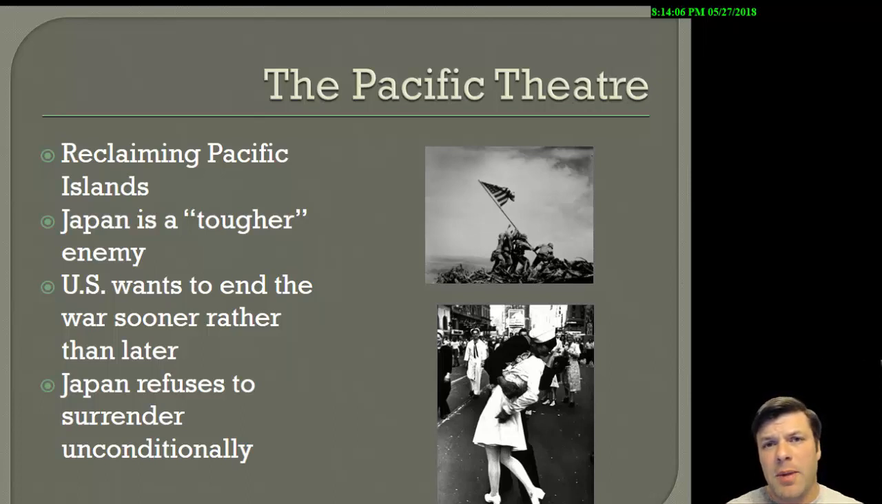Now, as I mentioned a minute ago, we perceived Germany to be the stronger enemy. That's probably pretty fair. Germany's economy was bigger, was more robust, it had access to more natural resources. Japan's the tougher enemy. There's no question about that. Whereas the Germans will surrender when they can see you've got them surrounded, the Japanese are going to fight you to the last man.